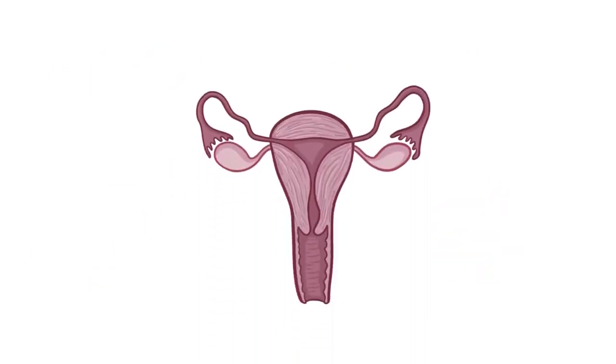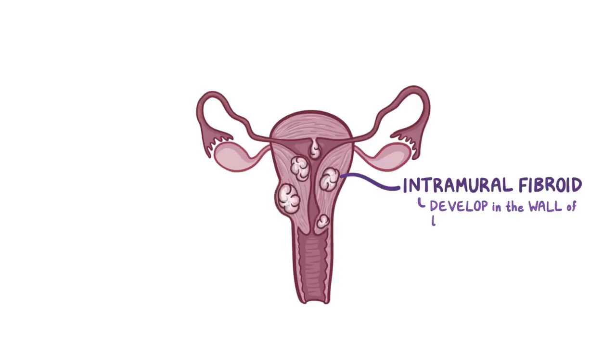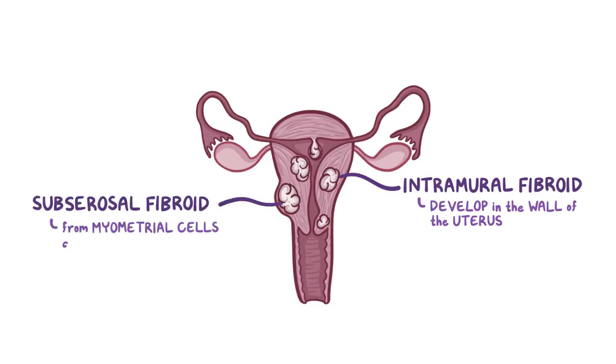Fibroids can be described based on where they're located in the uterus. The most common type are intramural fibroids, and they develop within the walls of the uterus. Subserosal fibroids come from myometrial cells at the perimetrium, and they actually detach from the uterus and get their blood supply from another nearby organ.